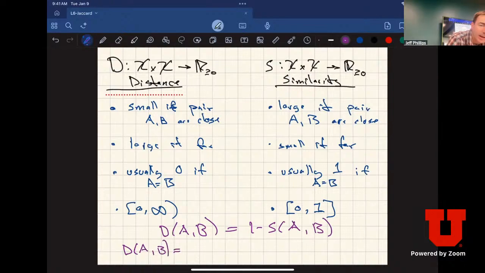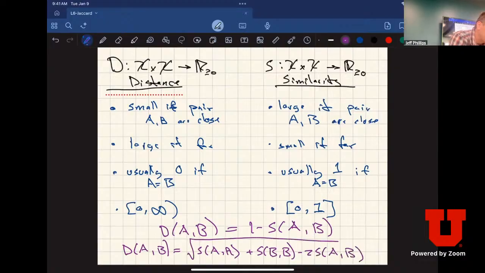Okay, so there's another way to convert between them, which is a bit more complicated to write down. Let me write it down and we can comment on it. This is the similarity between A and A, plus the similarity between B and B, minus 2 times the similarity between A and B, and the square root of this. Okay, so this is the other way to convert between them.